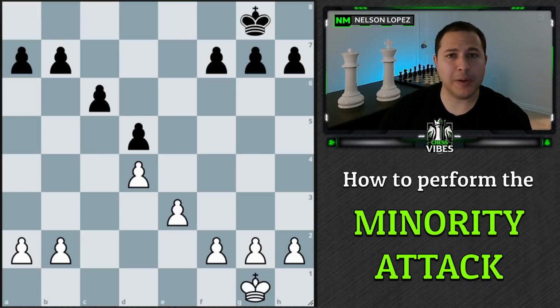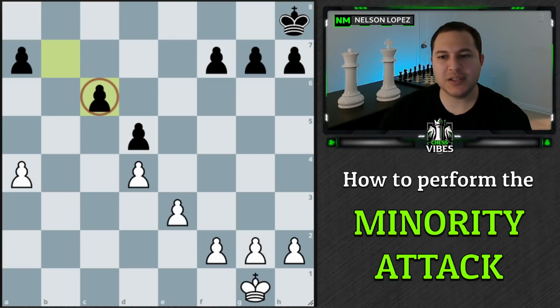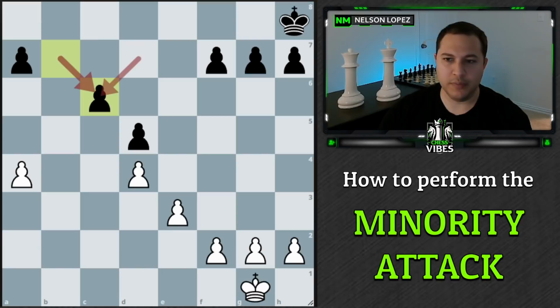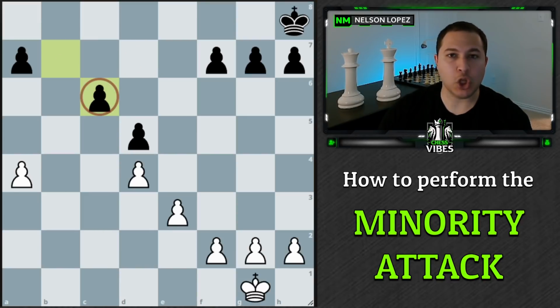But if we perform a minority attack, for example, we're going to start pushing our pawns. I'm going to make some random moves for black that don't make any sense just to illustrate the point. We push them, we trade this pawn off, and now this pawn on c6 is what's called a backward pawn because it has no pawns on either side that can support it. And it's on this half open file. Now we actually have a long-term weakness that we can attack.